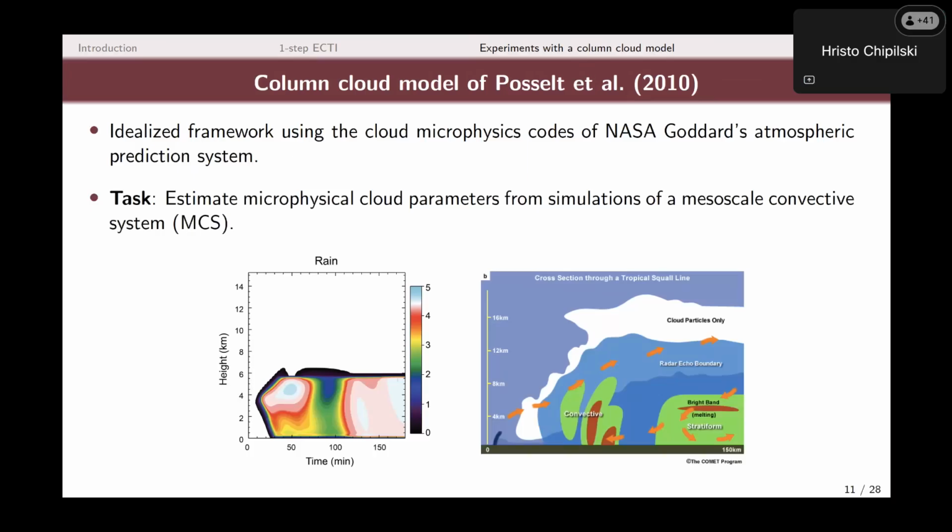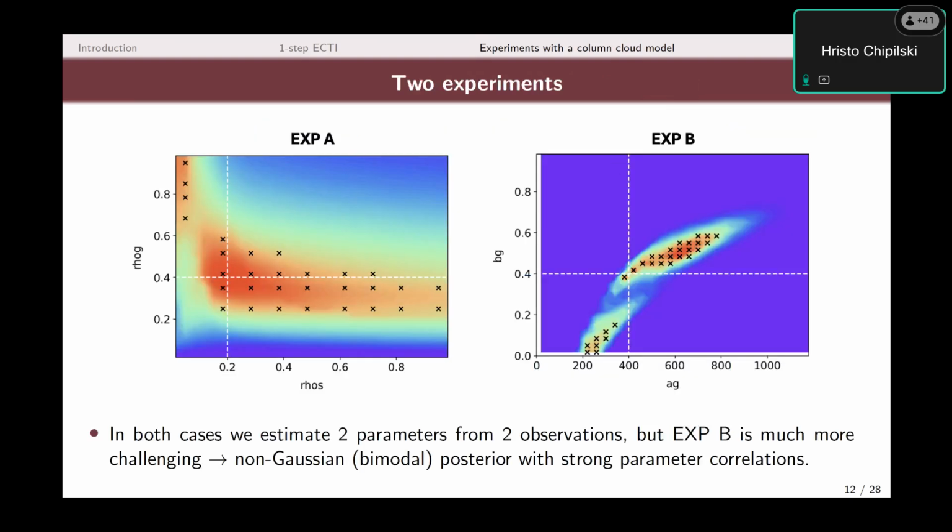As I said, we will be testing some of these ideas for an application of an idealized cloud model where we'll be simulating the evolution of a mesoscale convective system. And the goal will be to estimate microphysical parameters from observations. If you're interested in the details of the model, this is the reference here of Derek's paper from 2010, which is this idealized model, essentially the microphysical code from NASA's Goddard atmospheric prediction system. In our experiments, we will consider two configurations.